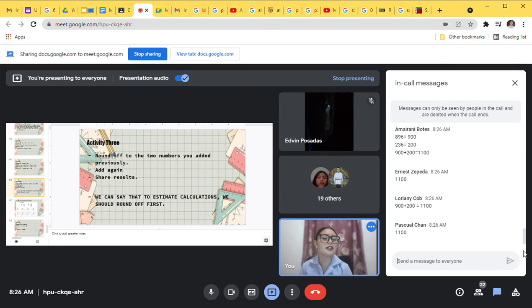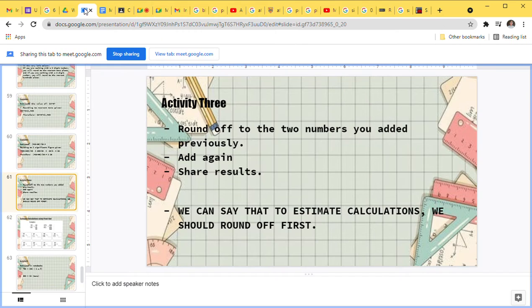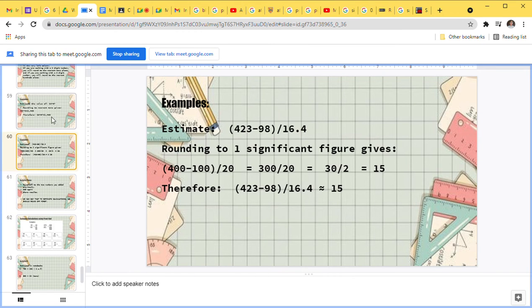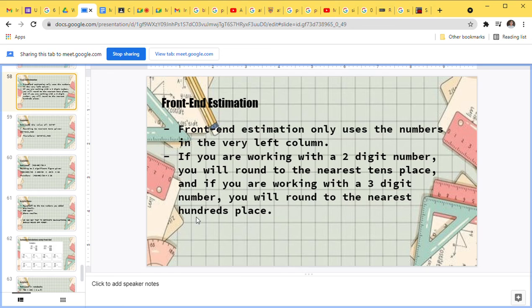Okay, great. If we are to round off 896, we have to round off to the nearest 100. Why? Because it's a 3-digit number. Remember the rule: if you are working with a 2-digit number, you will round to the nearest tens place. If you are working with a 3-digit number, you will round to the nearest 100 place.